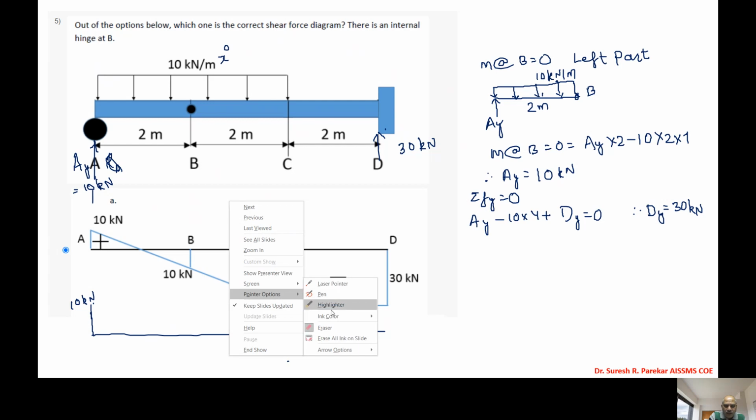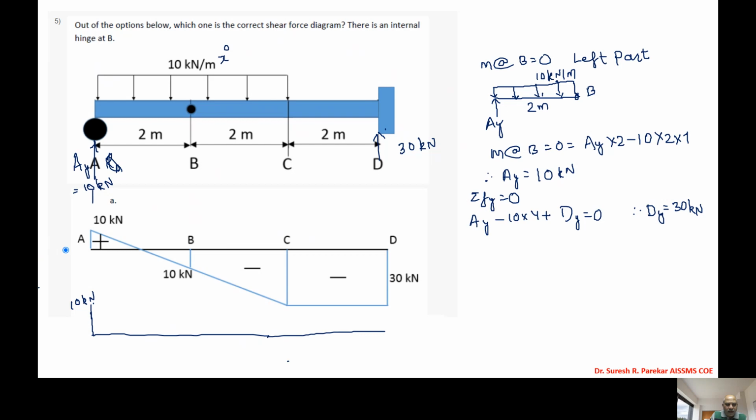Just I will plot it. So we have 30 kilonewtons. So now I will try to draw this straight line. Yes. So we have this will be 30 kilonewton minus. Then we do not have any load till this and then we have 30 kilonewton up. So this will be minus, this will be plus, and option A is the correct option if we talk about question number 5.